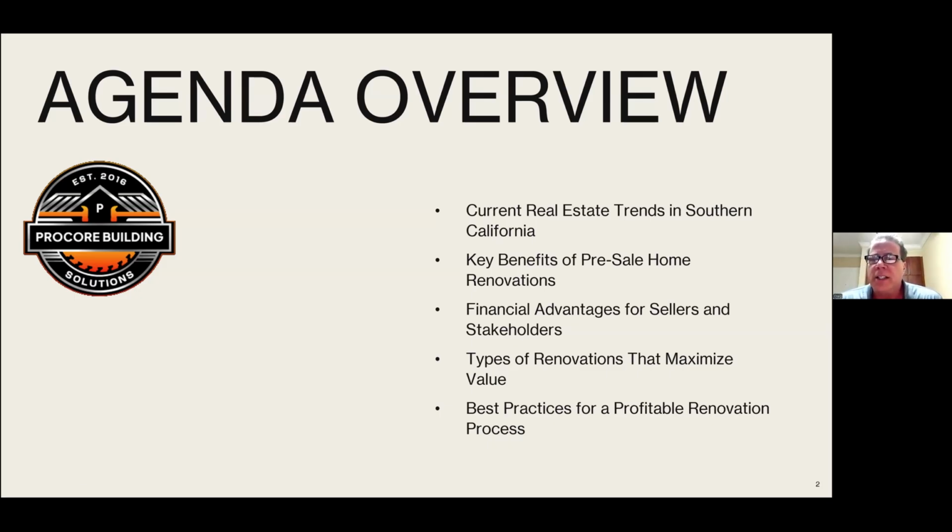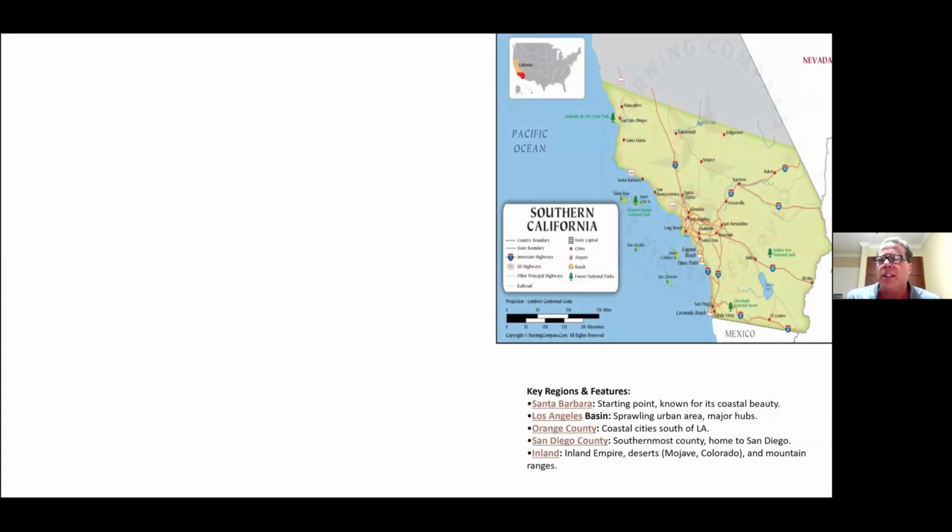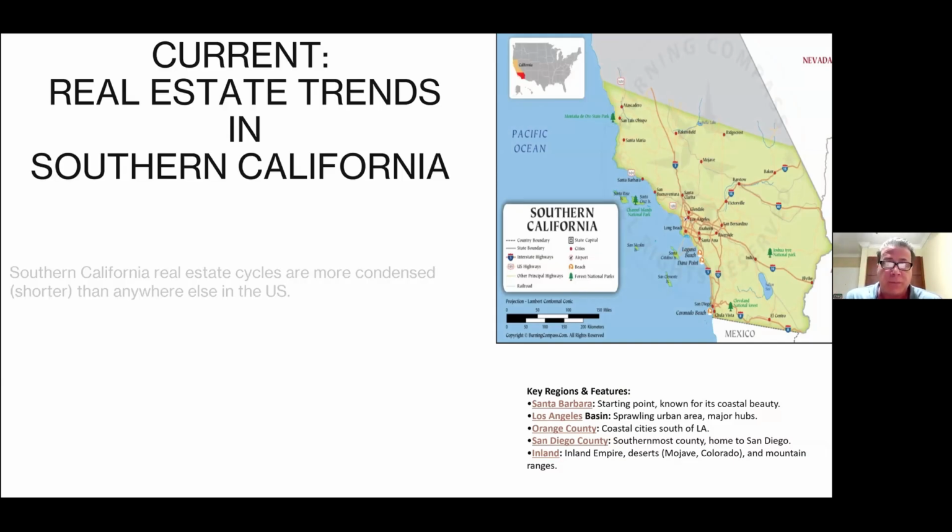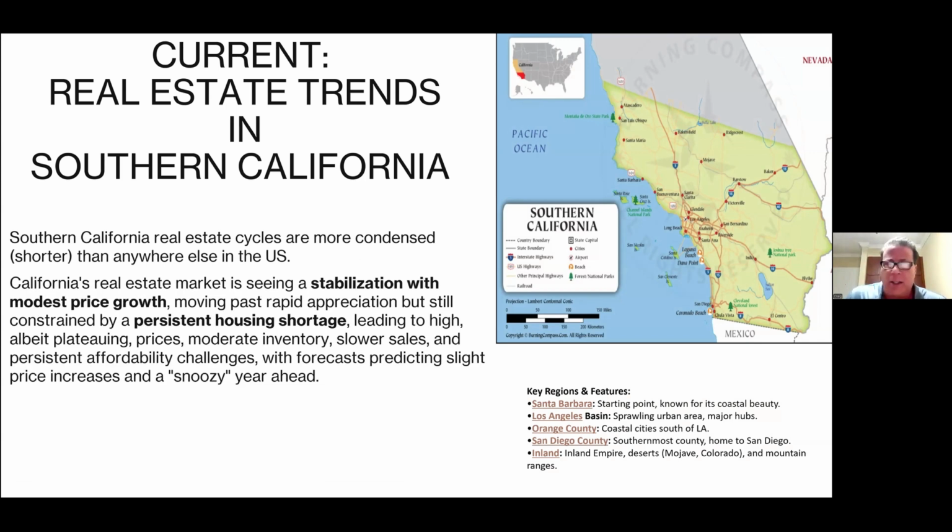So your current real estate trends in Southern California, as your broker has informed you, has changed a little bit. We service from Sacramento down to the border of Mexico. And we are in agreement with that. California's real estate market is seeing a bit of a stabilization. Some markets are moving faster, some are slowing down. The persistent housing shortage increases demand. So our position is that the 2026 market is going to be successful for everyone.